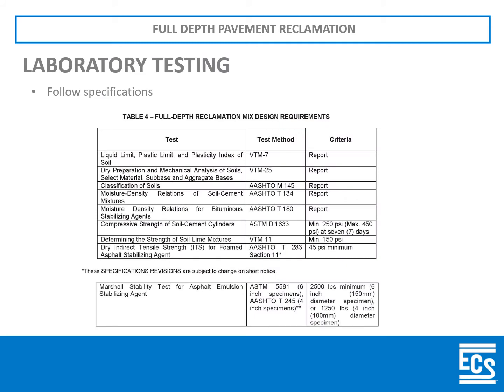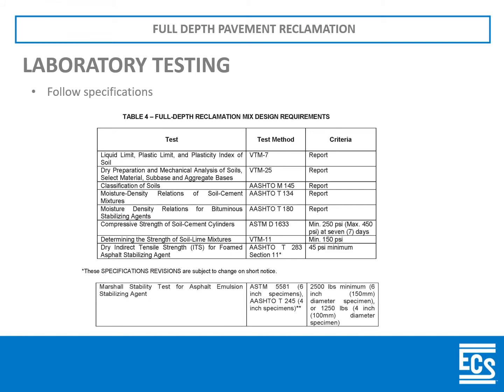Now, it's important that laboratory testing, as with the field, follows the testing standards. This is a table that is pulled right out of the VDOT Special Provision section that covers the variety of tests and the test method standards that are required depending on what you're actually doing. One of the biggest mistakes I've seen in the FDR process is the moisture density relation.